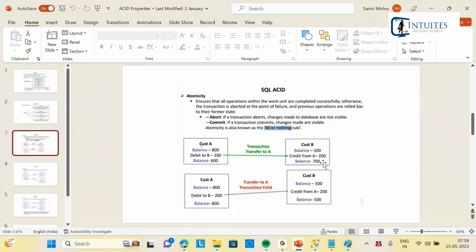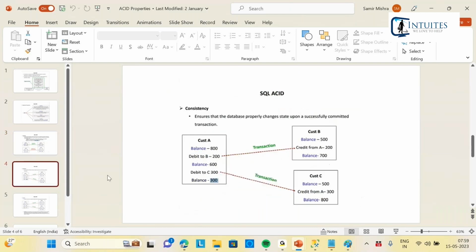Right? The assurance we are giving the customer is called atomicity. Does this make sense, guys? Yes. Now let's go to the ACID properties.